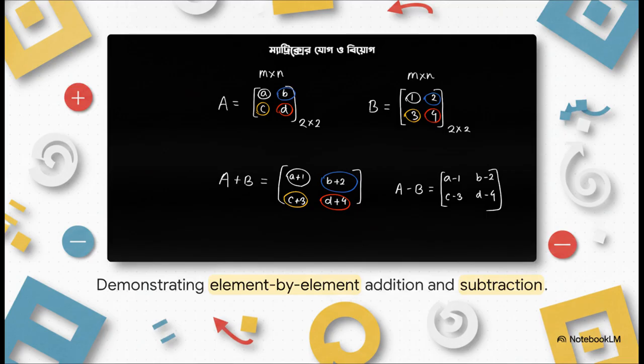So the top left element A in the first matrix adds directly to the top left element 1 in the second matrix, giving us A plus 1. You just do standard arithmetic, slot by slot. And subtraction works exactly the same way.